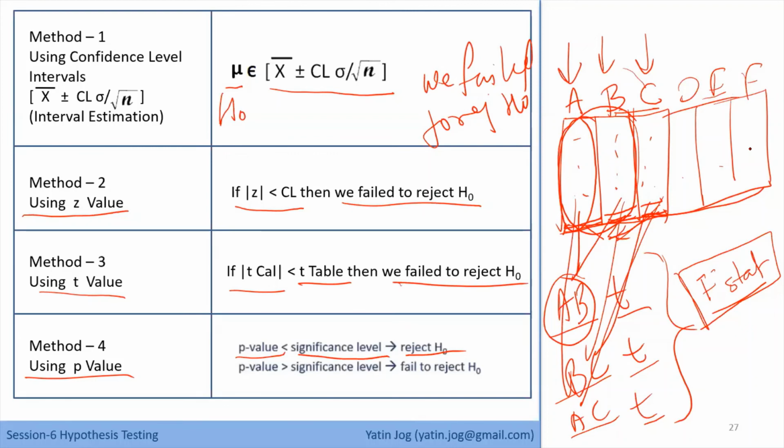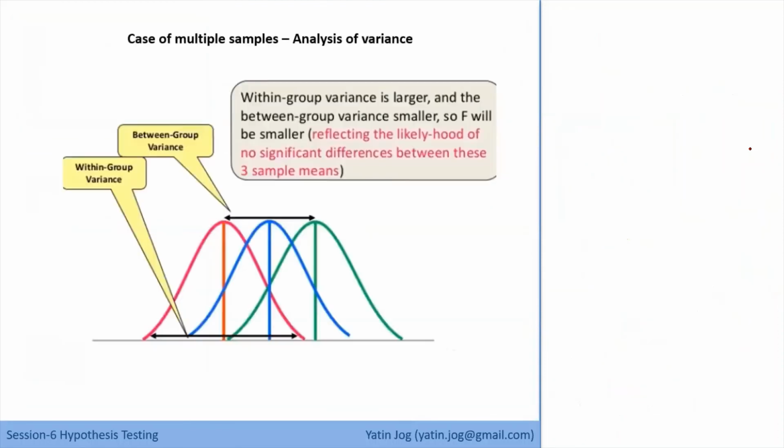Okay, so that is how we are now moving in the direction of multiple samples. Now in case of multiple samples, we'll take the case of 3 samples. Now what is the meaning of analysis of variance? In case of multiple samples, what is the meaning of analysis of variance?